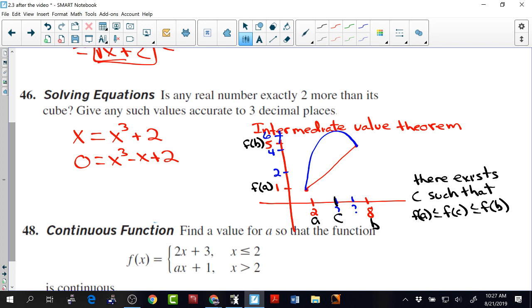So there exists a C such that f of C exists in between f of A and f of B. So that's how they give variables to it. That's what the intermediate value theorem says, that there is a guarantee of a value in between, as long as the function is continuous. If there's a discontinuity in there, then we're not guaranteed anything. So what does that have to do with this problem right here?